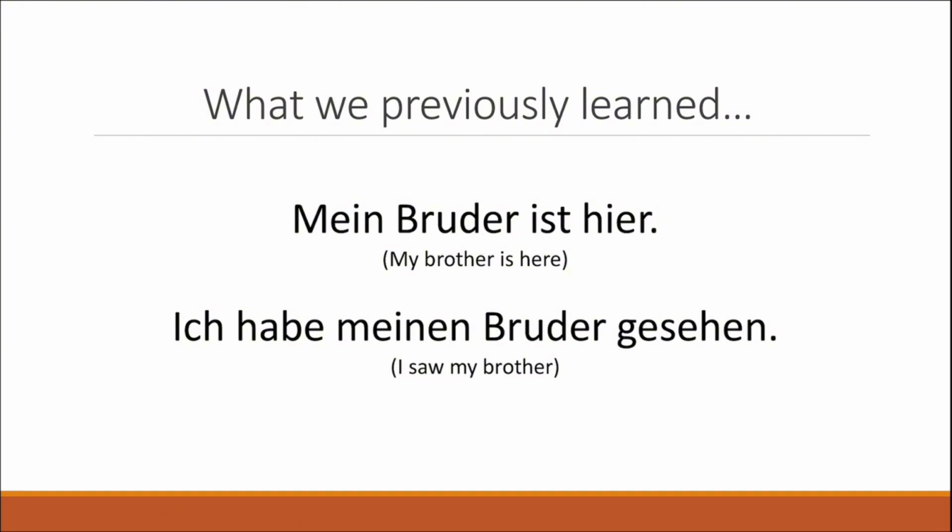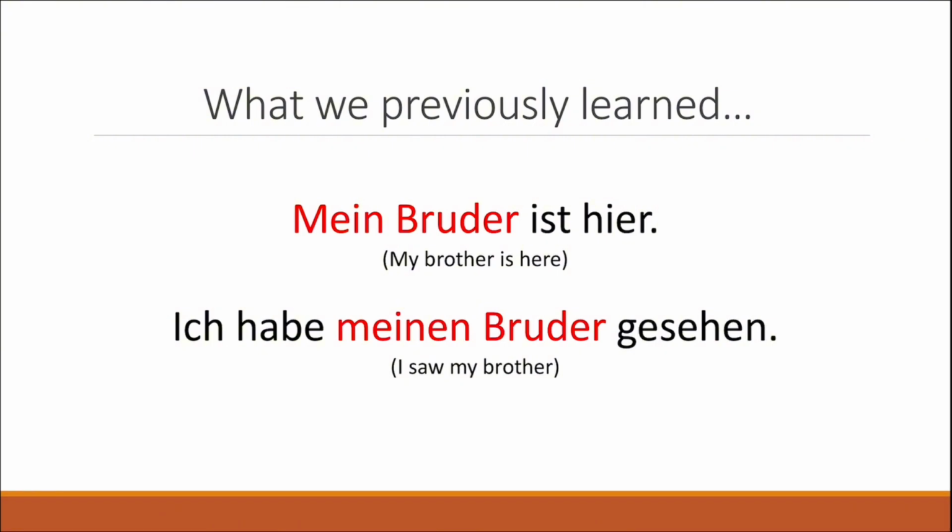We're going to start from these two example sentences. Mein Bruder ist hier and ich habe meinen Bruder gesehen. In both cases you can see how we have a difference in the use of mein Bruder. In the first case, mein Bruder is the subject of the sentence, and because of that, we're going to have the nominative case, so we're going to write it normally as we would always write it.